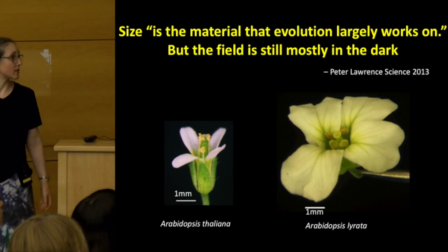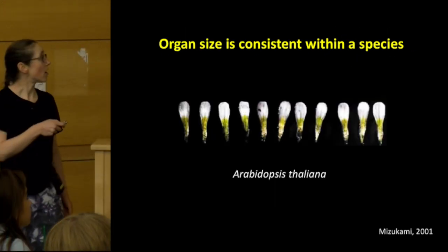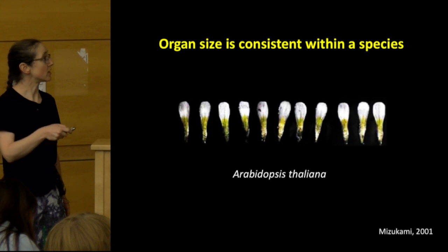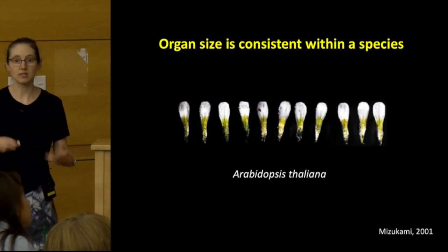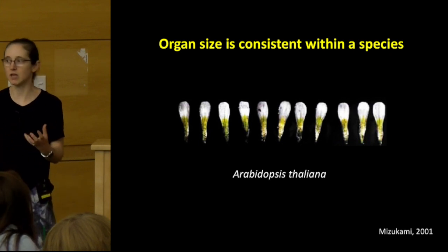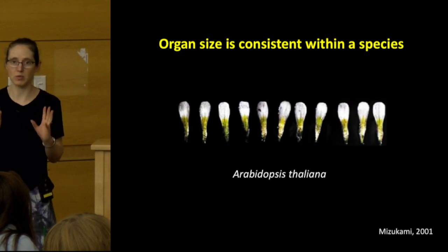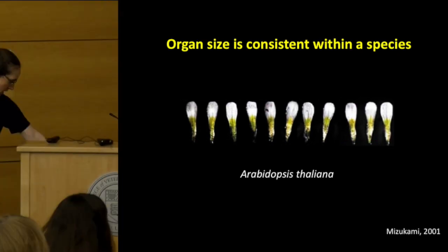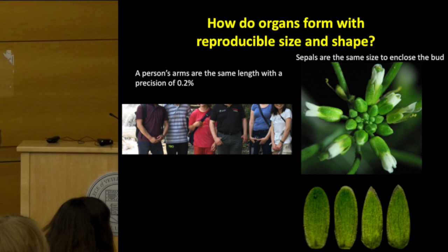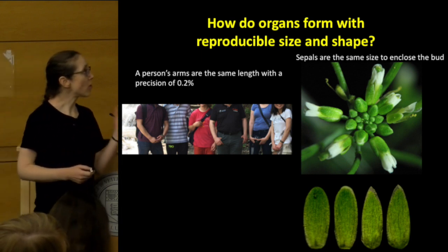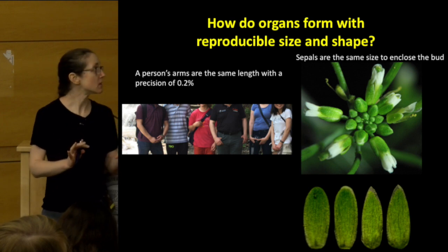Okay, but within a species, size is very consistent. Here are a bunch of Arabidopsis thaliana petals, and they're all the same size and shape. And so this comes back to that whole compensation thing I was talking about. The plant is regulating the size to make it reproducible. So this is the question that really fascinated me in my lab. How do you get reproducible organs with the same size and shape?